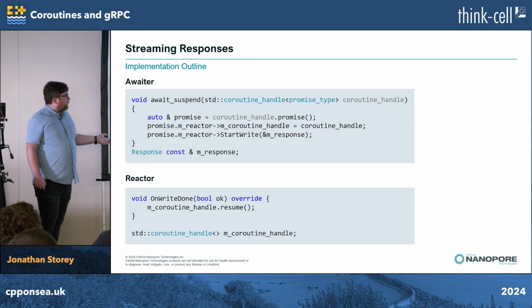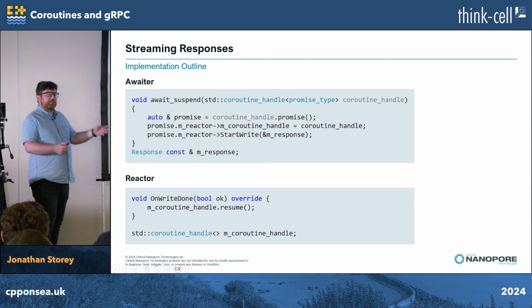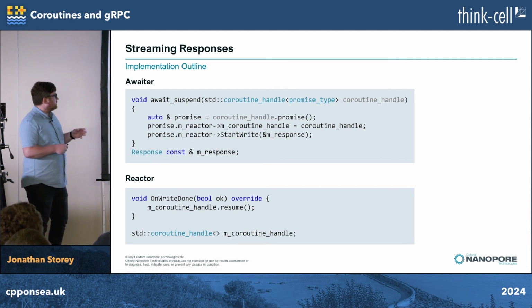So this is what we need to change, what we need to write. So in our await_suspend member of our awaiter, what we do is we grab the promise using the coroutine handle. We then reach inside the promise and get the reactor and stash our coroutine handle, or a copy, inside the reactor. And that's so the reactor knows which coroutine to resume when onWriteDone is called. And then finally, we start our write.